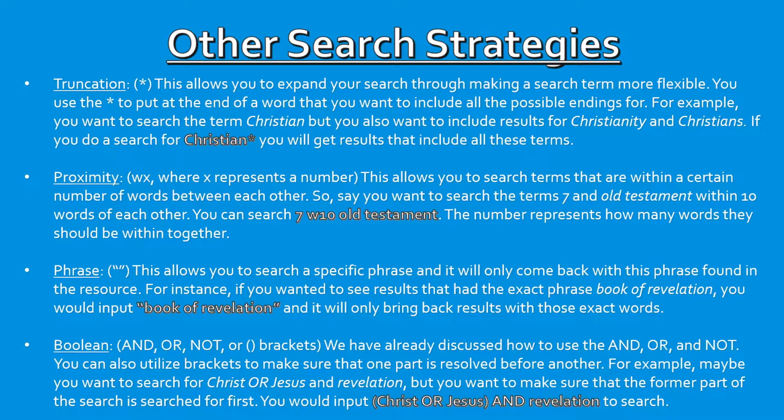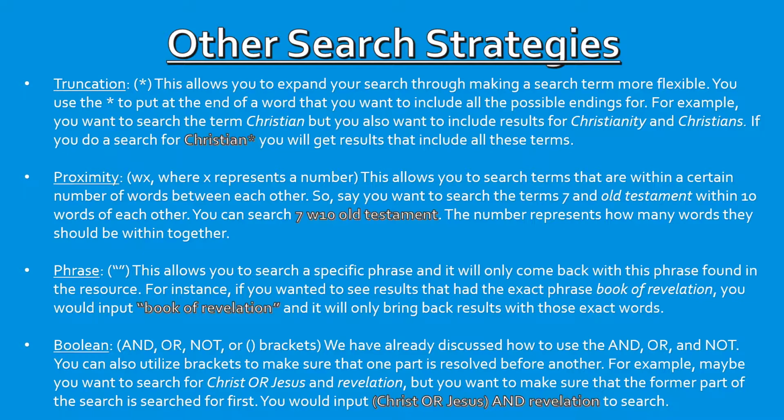Proximity. This allows you to search terms that are within a certain number of words between each other. So say you want to search the terms 7 and Old Testament within 10 words of each other. You can search 7W10 Old Testament. The number represents how many words they should be within together.